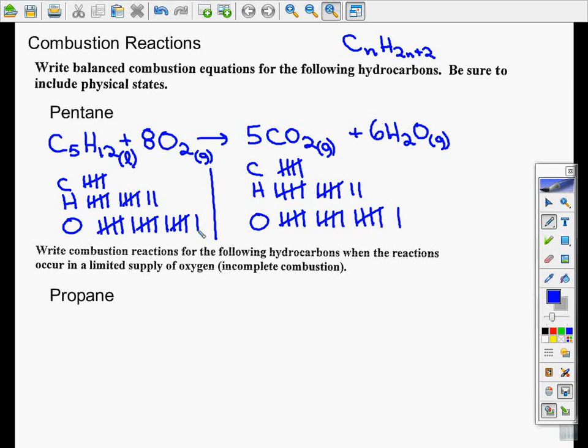So remember, complete combustion results in carbon dioxide and water, both of them in gaseous forms. Pentane, you have to know how to write that formula. So now let's go to the next problem.